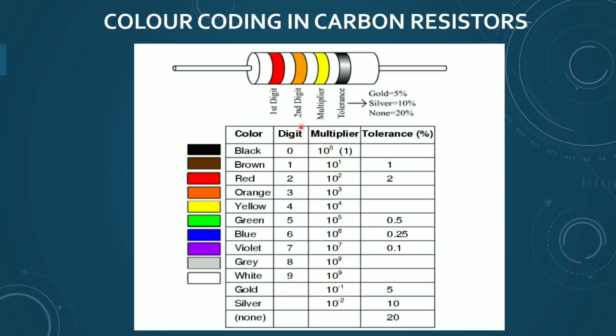So whenever I am given some color on the carbon resistor, like this red color, it will give me the first digit, that is 2.